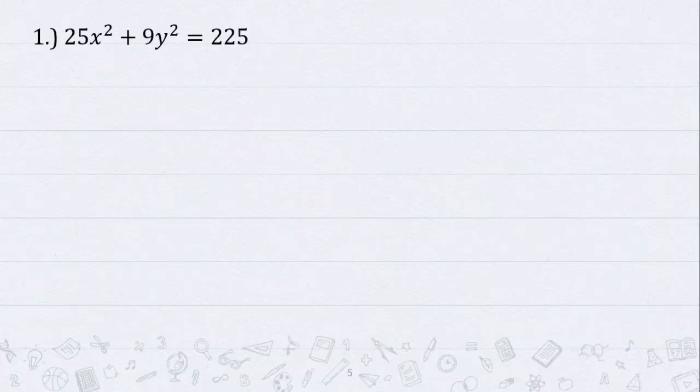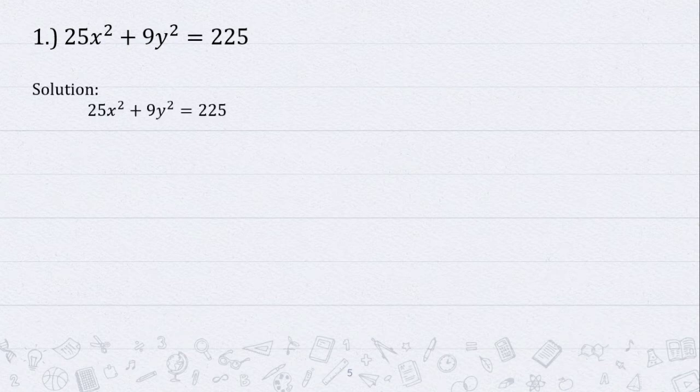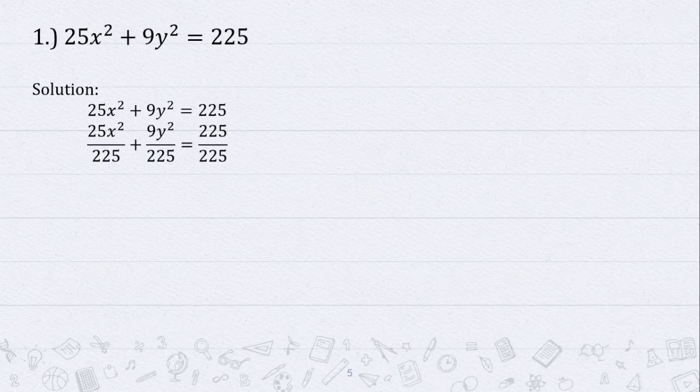Let's start with the first item. 25x squared plus 9y squared is equal to 225. This is in general form. If there are 3 terms here, that means to say that our center is at 0, 0. Let us now convert this one to standard form. Recall that the right side of the standard form of an ellipse is equal to 1. That means to say we have to divide all terms by 225.